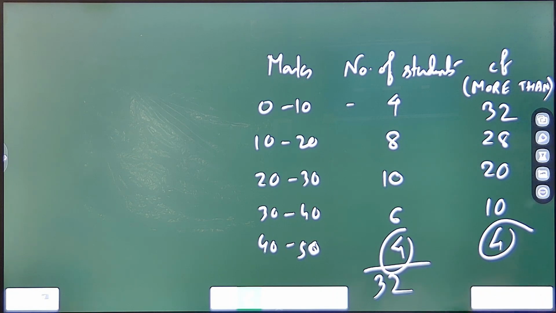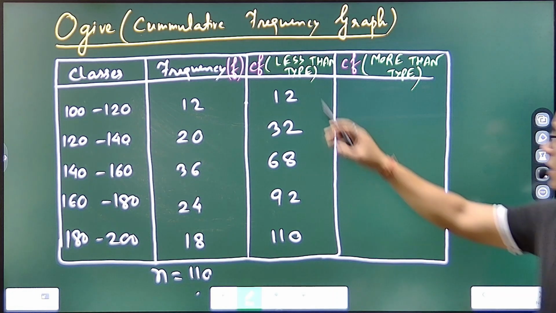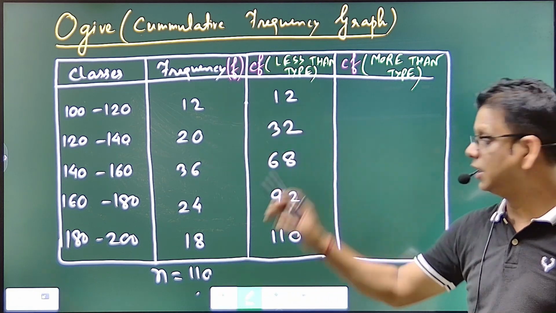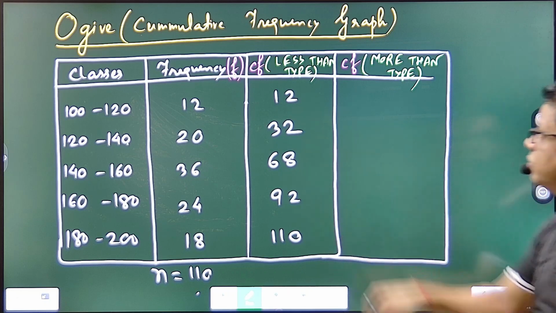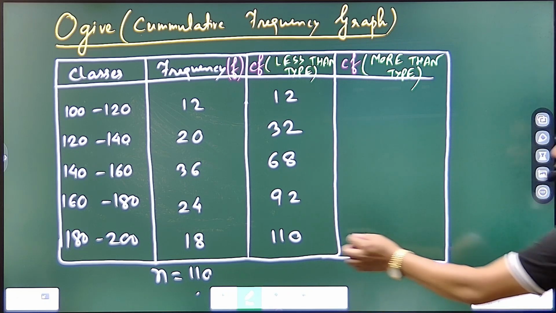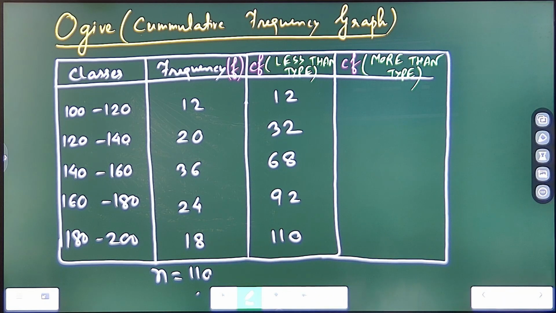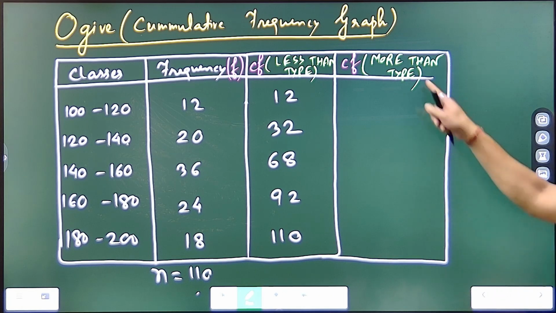Okay, so I just come to this now. Here in the less than type, the first number stays as it is, and the total comes at last. Now I am going to do more than. In the more than type, the total goes first and the last number remains the same. Okay, let's start. More than type, CF.